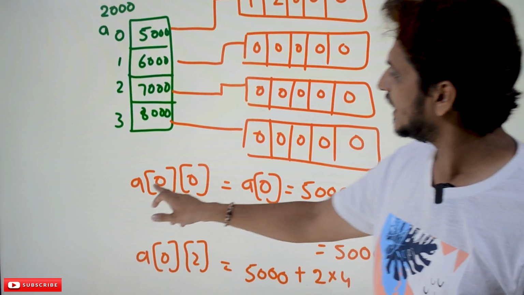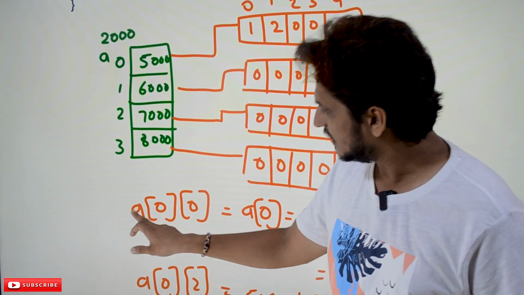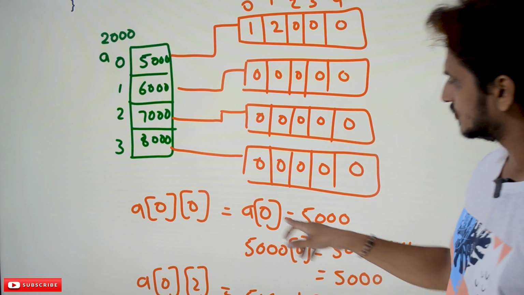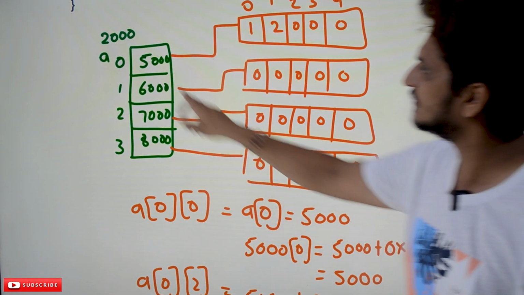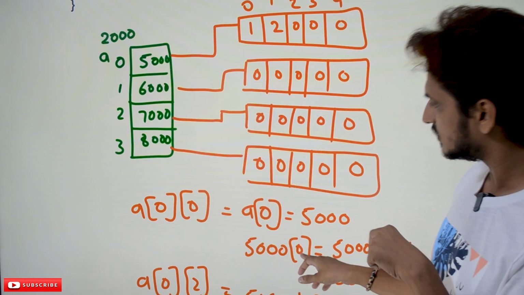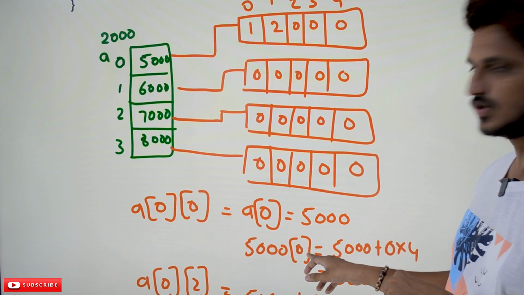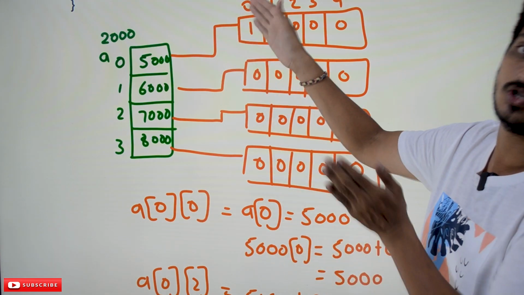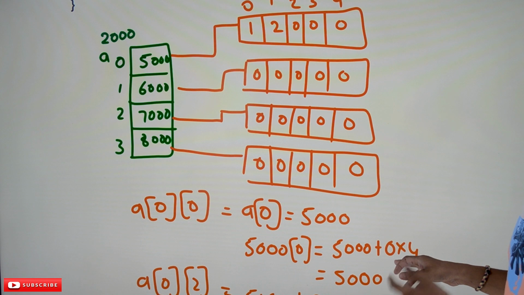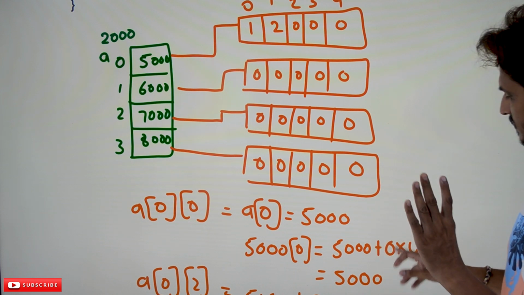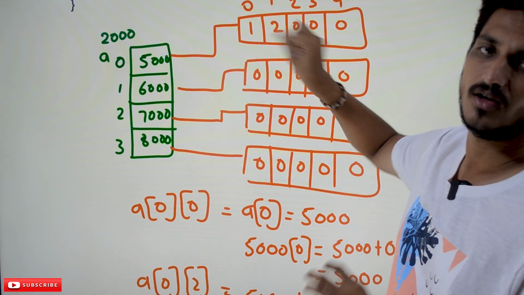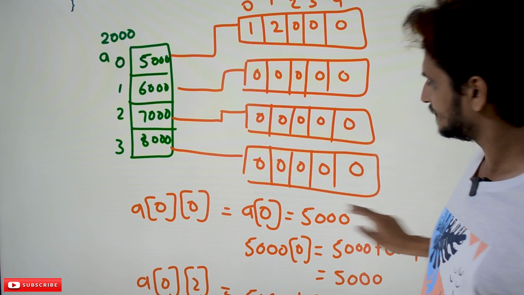Let's try to understand. A of 0, 0. Let's take A is at 2000 position. A of 0 is equal to, what's the value that is present here in this position? 5000. It is going to take that 5000. 5000 of the next value is 0. 5000 of 0 means from 5000 location move 0 positions. 5000 plus 0 multiplied by 4. Why are we multiplying by 4? Because each element is of size 4 bytes. 0 multiplied by 4, that is equal to 5000. This is the location where it is going to access the value, because the starting location is 5000.